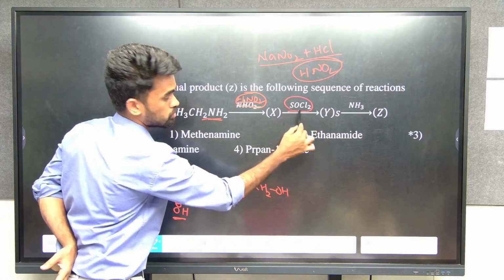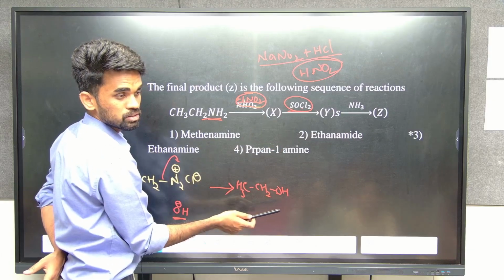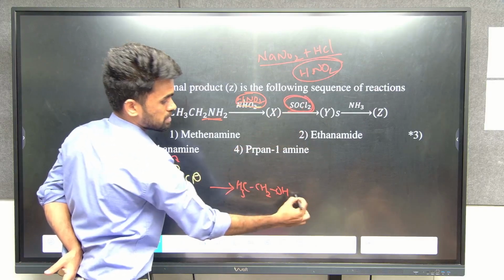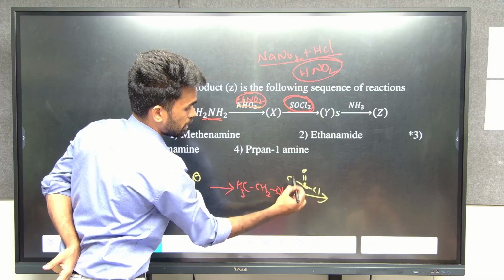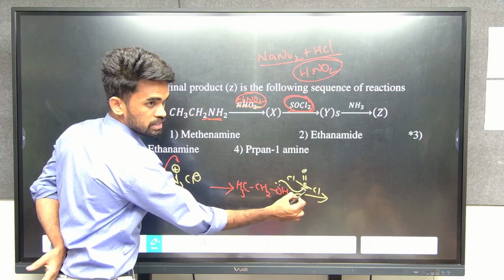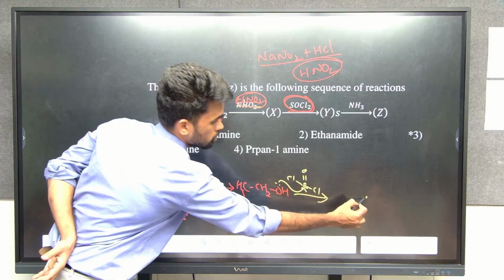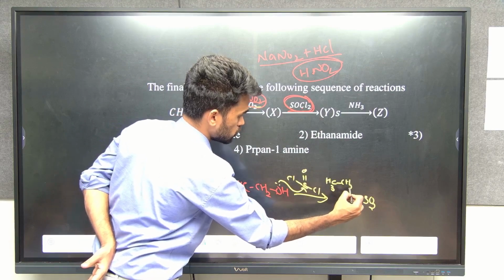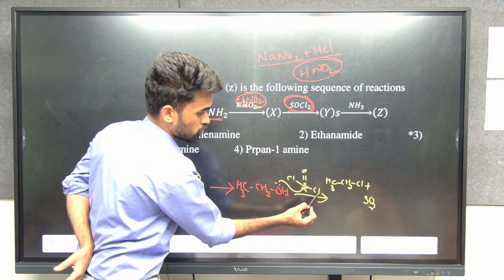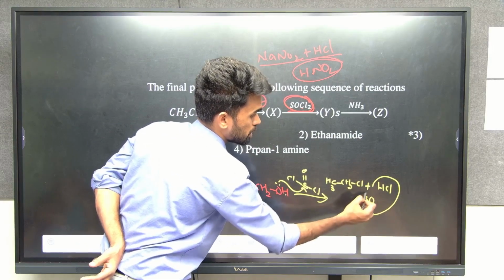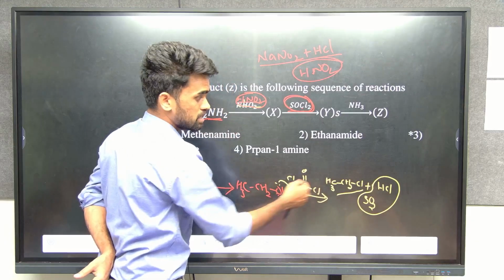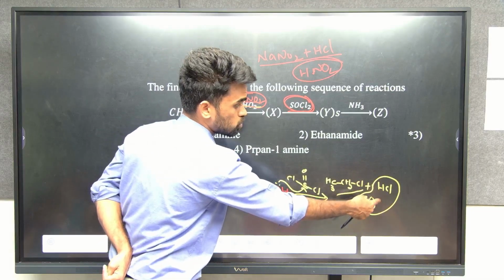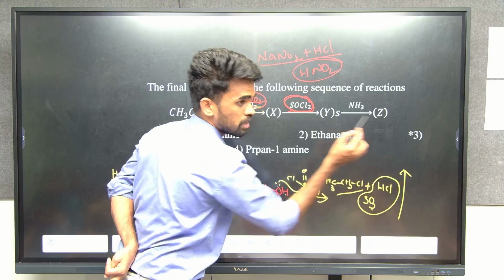Ethyl alcohol with SOCl2. Alcohols with thionyl chloride. What happens, tell me? OH goes out as SO2, so chlorine comes here, so it will be CH3CH2Cl. This H and one more Cl form HCl. This is the best method for preparation of alkyl chlorides. Alcohols convert into alkyl chlorides using thionyl chloride. I told you, because SO2 and HCl are both gases, so they can be removed easily.